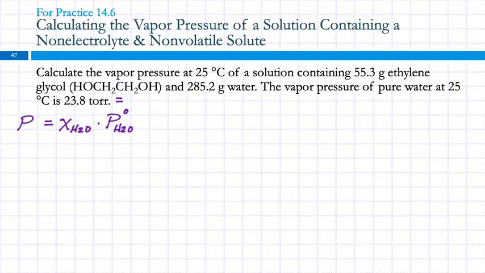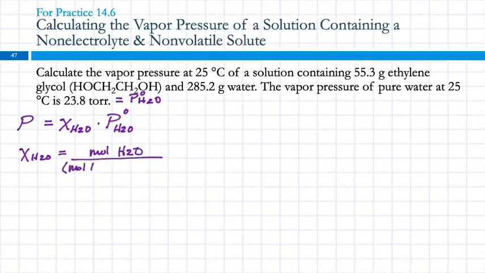I was going to write 23.8 equals 23.8. That's brilliant. That's the vapor pressure of pure water. So we got that. We need the mole fraction of water in this solution. So the mole fraction of water is going to equal the moles of water divided by the total number of moles, which is moles of water plus moles of, I'm going to call it EG, ethylene glycol. Now, they didn't give us moles of either one, but they gave us masses, and we can convert those.